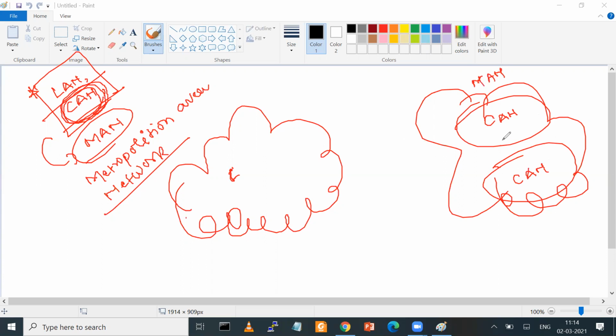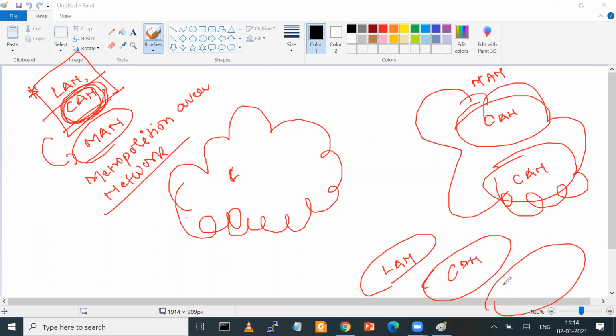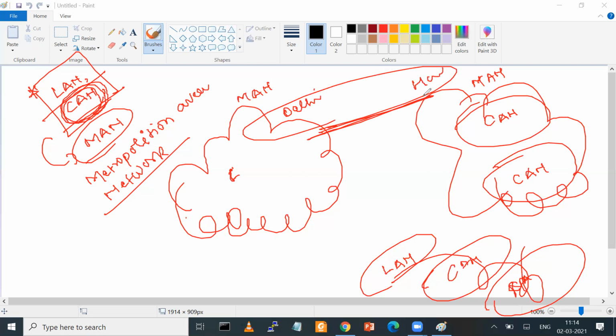See, it is like this. When we group LANs, we get CAN. When we group CAN, जब हम कैन को मिला देते हैं कैंपस एरिया नेटवर्क को, तो क्या बन जाता है? MAN. Within a city we get LAN as well as CAN also. So let's say if I try to connect two cities, Delhi and Haryana, it is your kind of MAN network, metropolitan network.